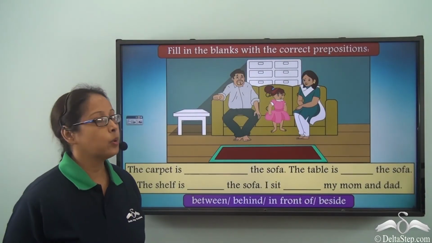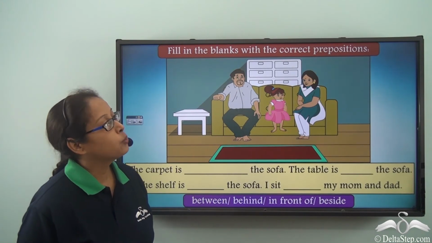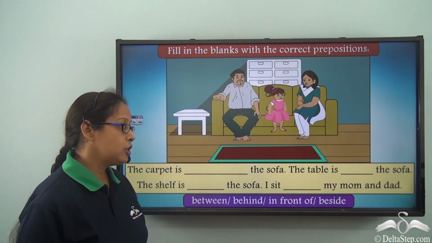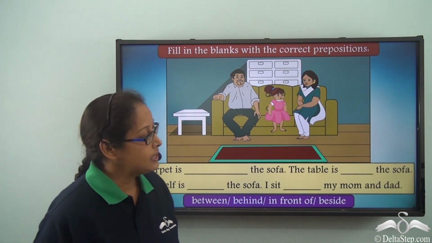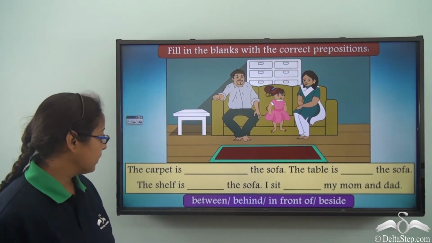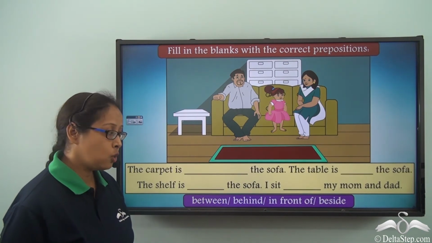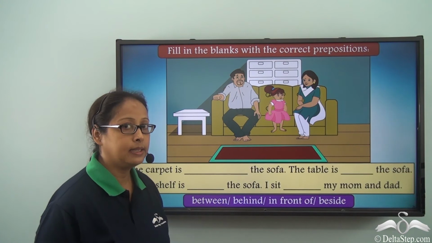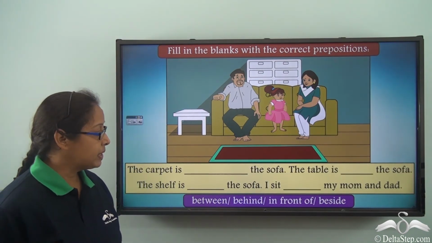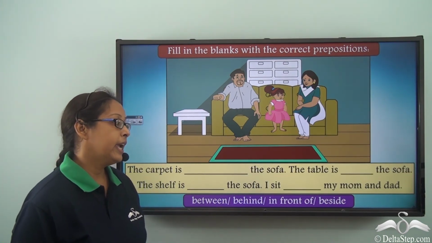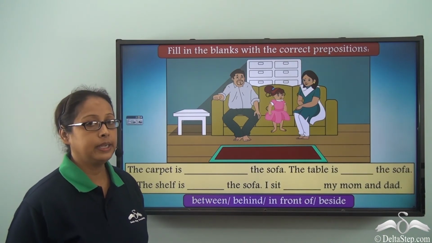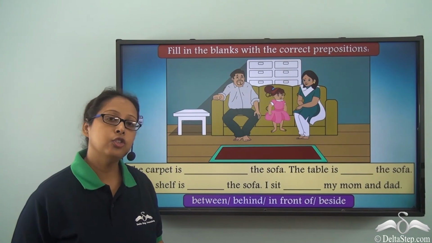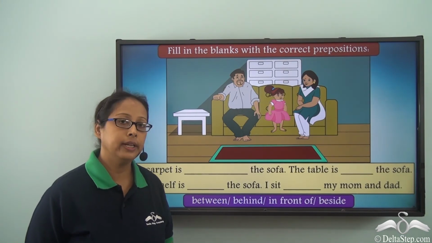Let's take a look at this one. Fill in the blanks with the correct prepositions. The carpet is dash the sofa. The table is dash the sofa. The shelf is dash the sofa. I sit dash my mom and dad. The options are between, behind, in front of and beside. So let's take a look at the picture and try and fill in the blank accordingly.